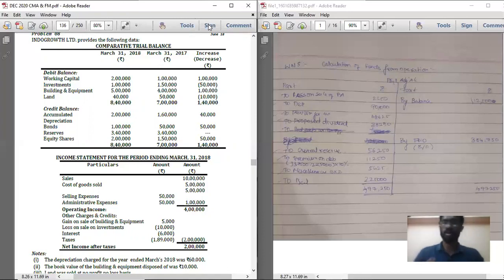Next we will move on to costing. Costing won't be like FM. Costing is basically conceptual. So it will be very nice to cover all the chapters in costing. Basically I'm very interested in costing. Costing is my favorite subject, so you will find it very easy to cover.